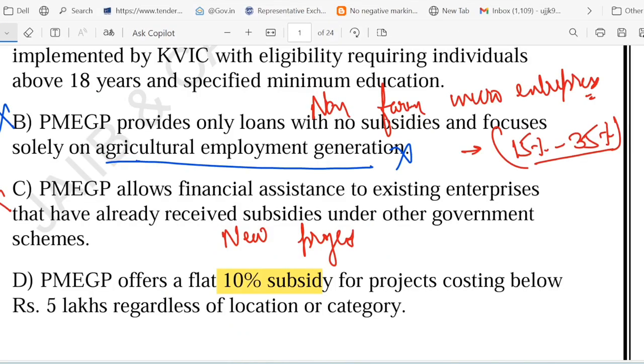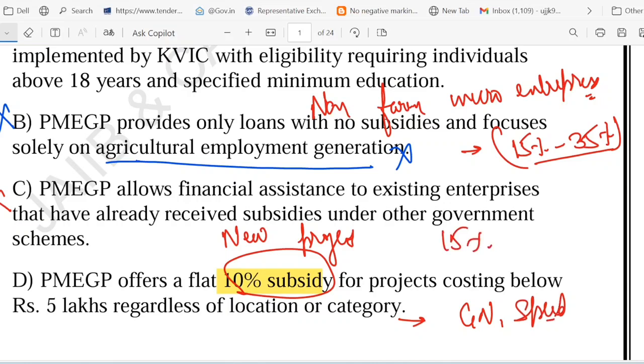Right? What about option D? Option D says that it offers a flat 10% subsidy for projects costing below 5 lakh regardless of location or category. So this is also wrong. The subsidy is not a flat 10%. It changes depending on whether the person is from the general category or from a special category like SC, ST, women, differently abled. So subsidy can range from 15% to 35%.